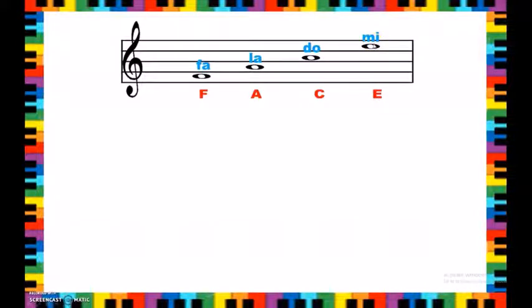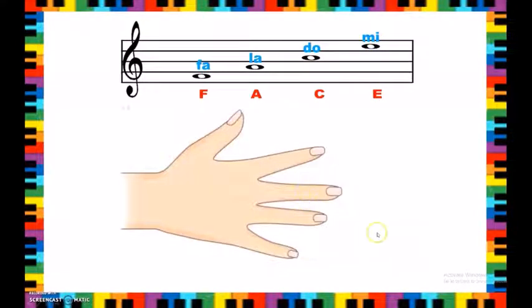Now, in our hands, we have also four spaces. So, this is F, the first space in our hands. The second space is A. Third space is C. And the fourth space is E. Okay? And then, F is equivalent to Fa, A is equivalent to La, C is Do, and E is Mi.